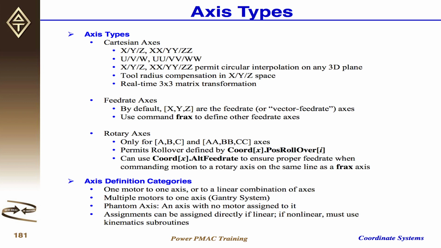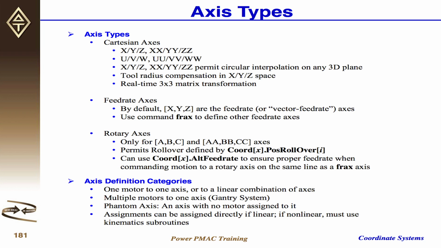Additionally, you can use coord.altfeedrate. A little bit later, we'll learn about the frax command, the feed rate axis command. It determines how all of the axes move, what speed they all move with. Basically, if you have a machining application with a spindle that you want to keep moving at a very high speed, and then you want an XY table to move at a lower speed, you can use coord.altfeedrate to control the feed rate for the spindle, and you can use the frax command to control the feed rate for the XY table. Again, we'll get into that, and it will make sense a little bit later.